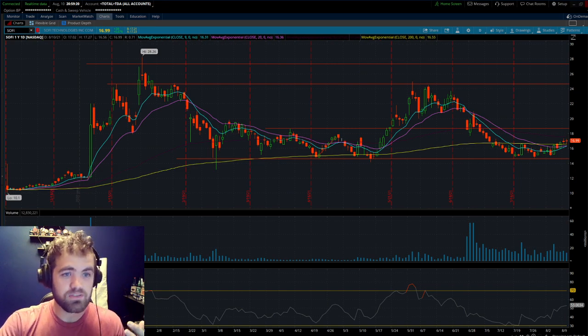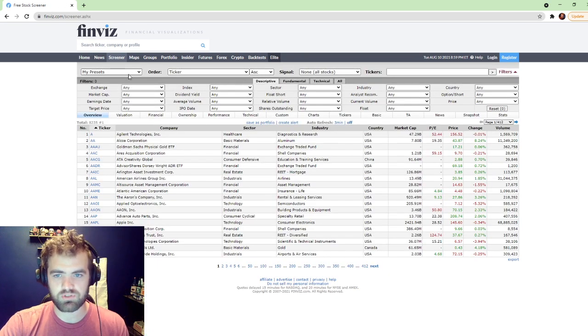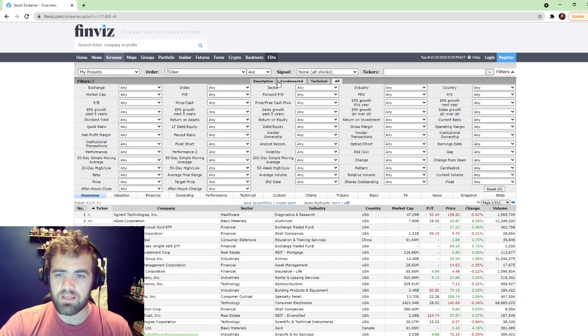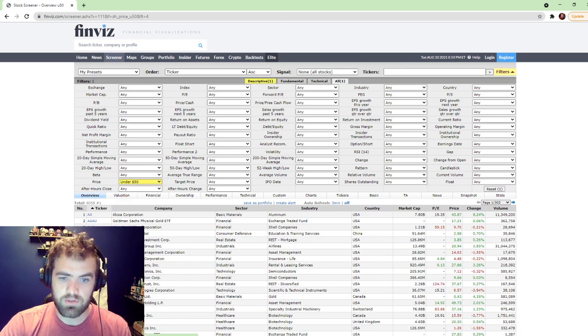So what I do is I actually use Finviz. Finviz is fantastic for finding stocks that are on support. All you have to do is you go to the screener tab. There's multiple ways, and we'll show you. Click all. This is going to put the descriptive, fundamental, and technical all in one place. So now you can adjust the price. So if you guys want to go under $50, you can do that.